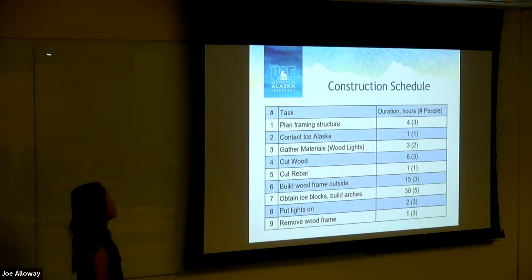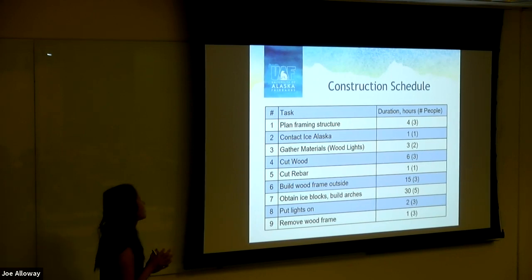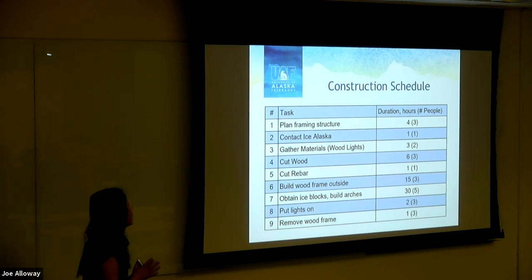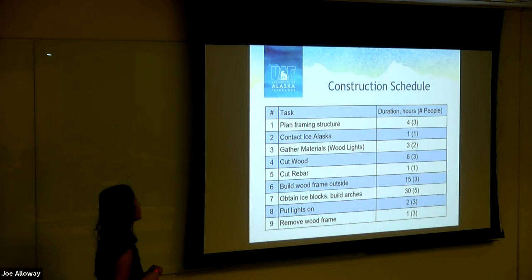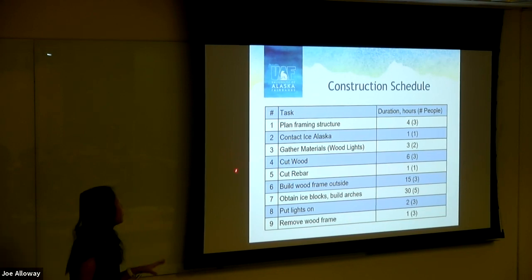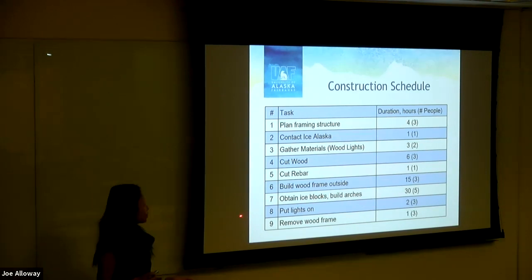And for the schedule, I did list out just some basic, easy tasks needed. So very simple. Ideally, the build team would have a longer list with more details. But frame the structure, contact Ice Alaska, gather materials, cut the wood and rebar, build the wood frame, obtain the ice blocks, and build the arches, and then put the lights on, remove the wood frame, and you're pretty much done. And on this side, I put estimated amount of hours.